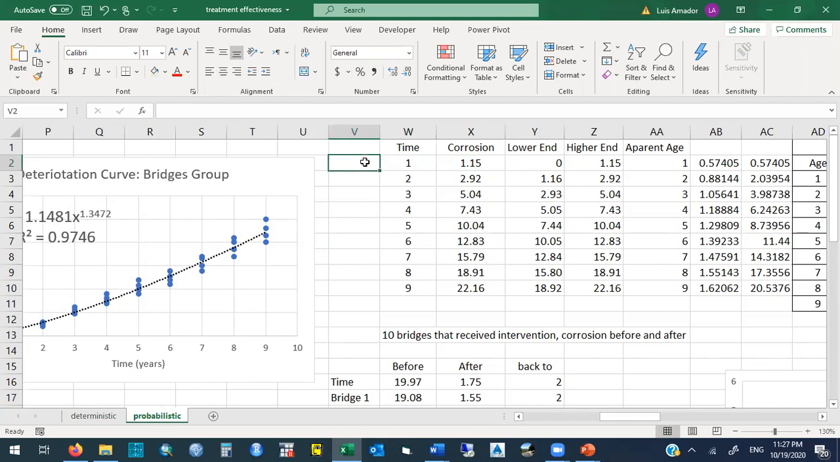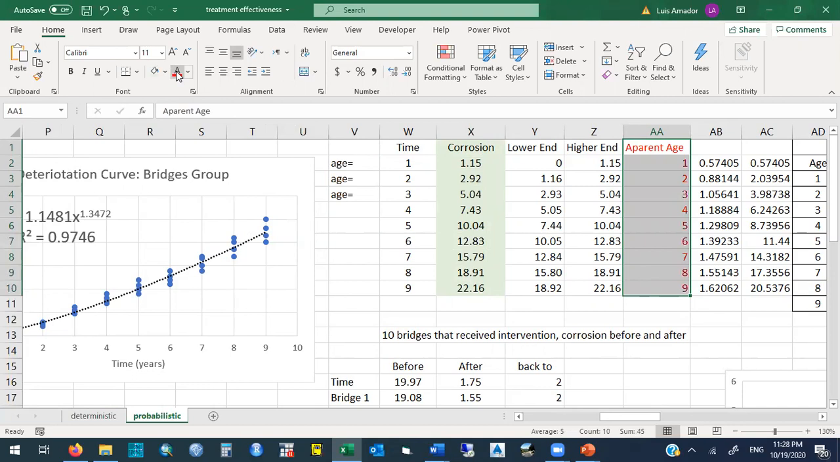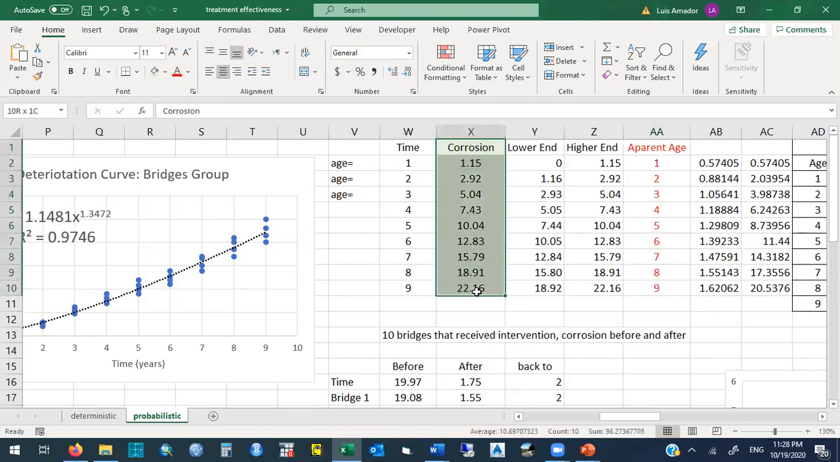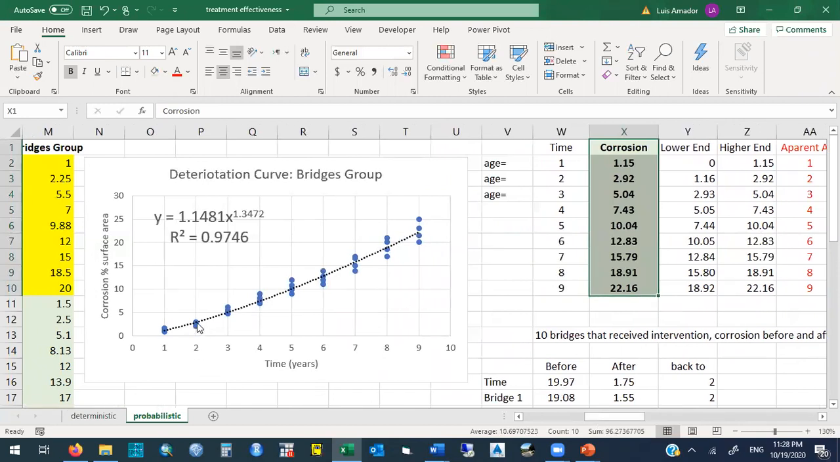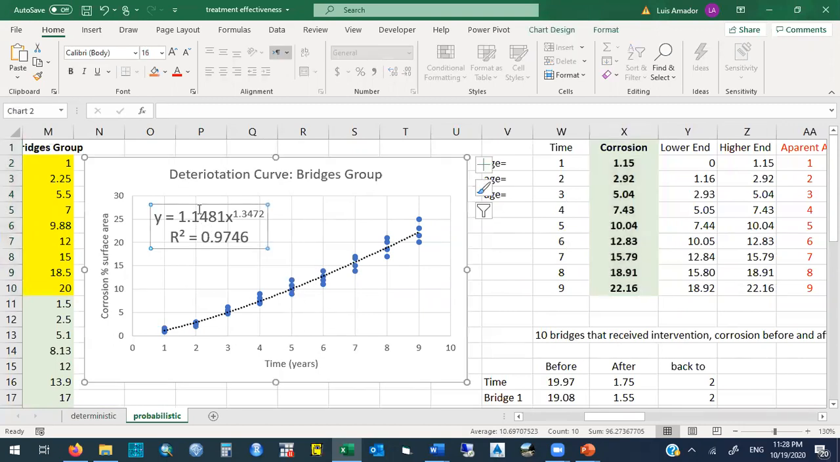So this corrosion is the same as age equals 1. This corrosion, 2.92, is the same as age equals 2. This corrosion, 5.04%, is the same as age equals 3. So these values of corrosion are the same as these apparent ages. I'm just using the performance curve. You can come back and check if you want. The value in 3 is close to 5. The value in 7 is close to 15. The value in 5 is 10. I'm just using this equation.